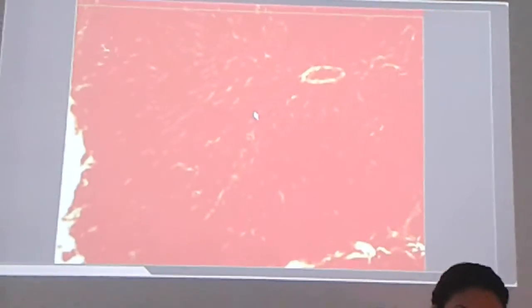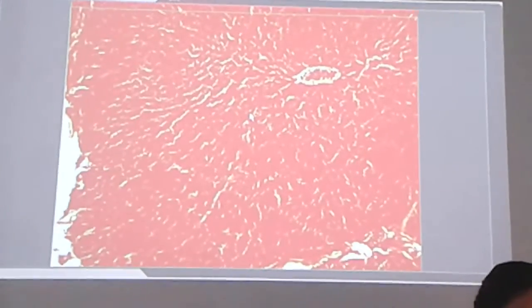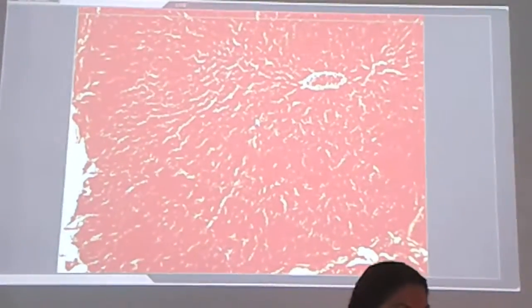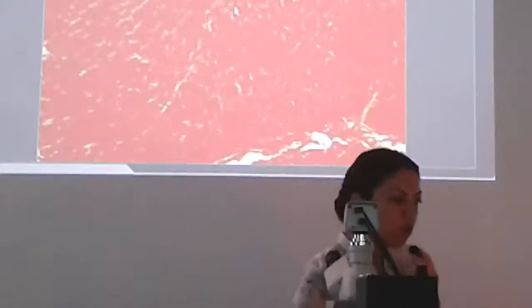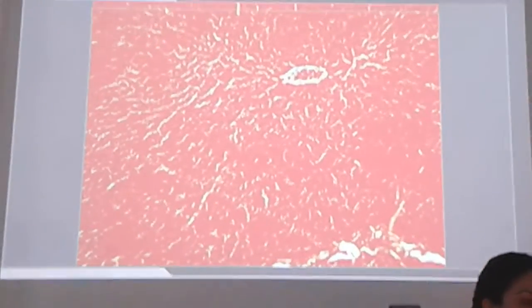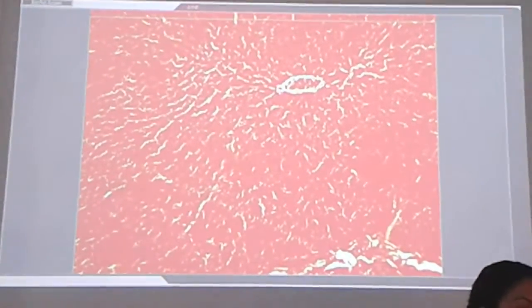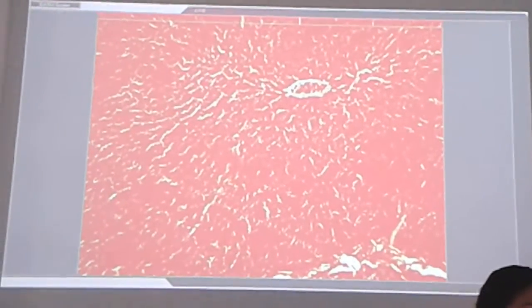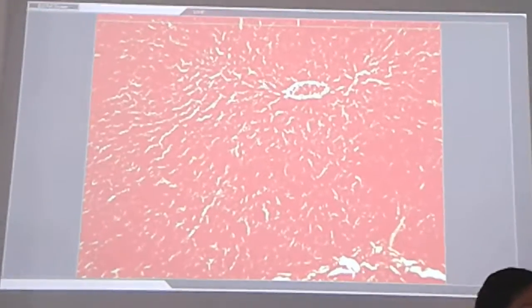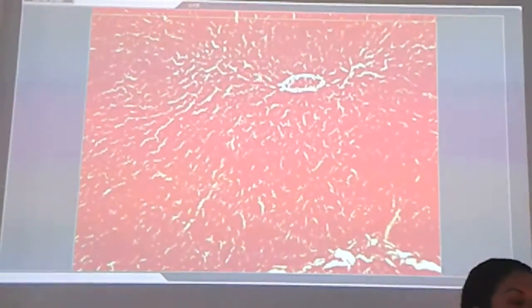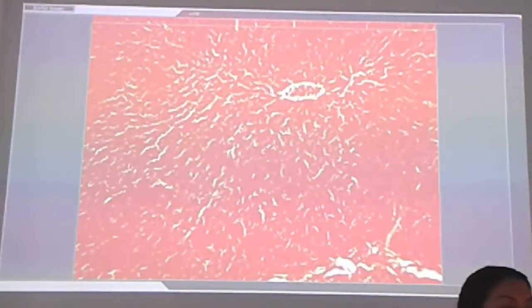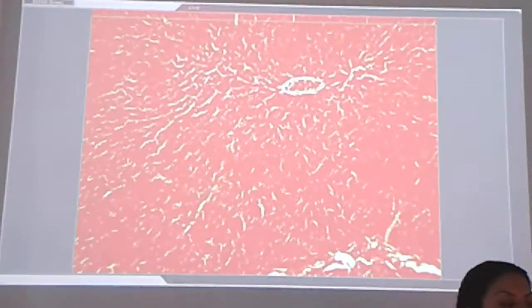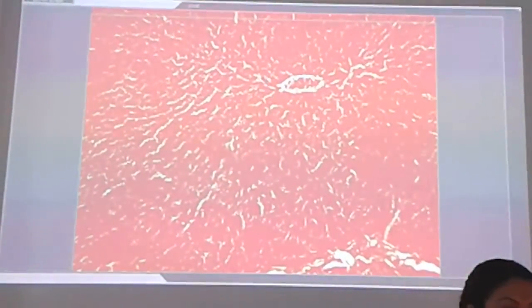Let's try to see the central vein. So this is our central vein. Starting from the central vein, the hepatocytes are arranged in rows, as I'm showing you. This is a row, this is another row. These rows are separated by sinusoids.